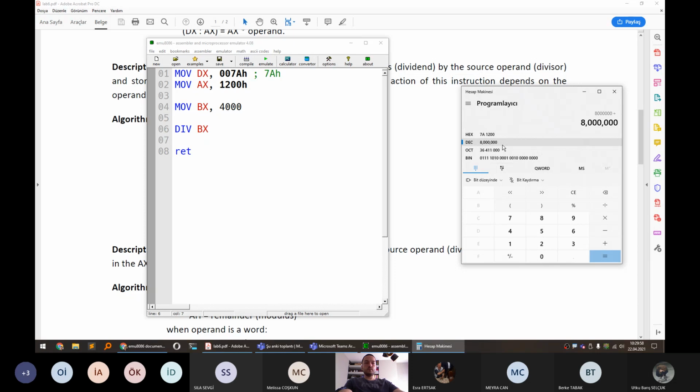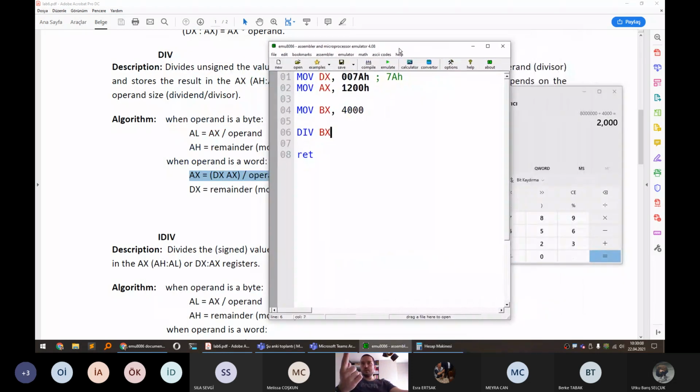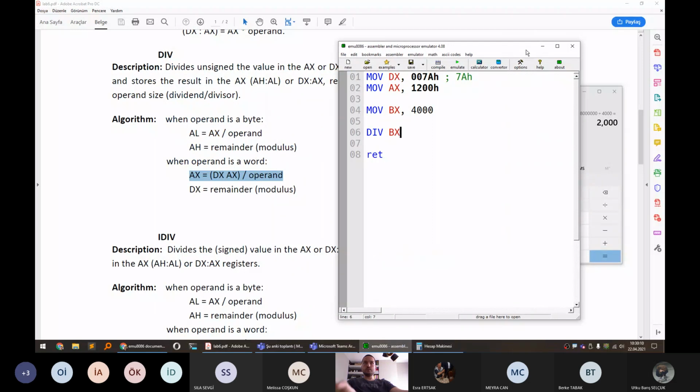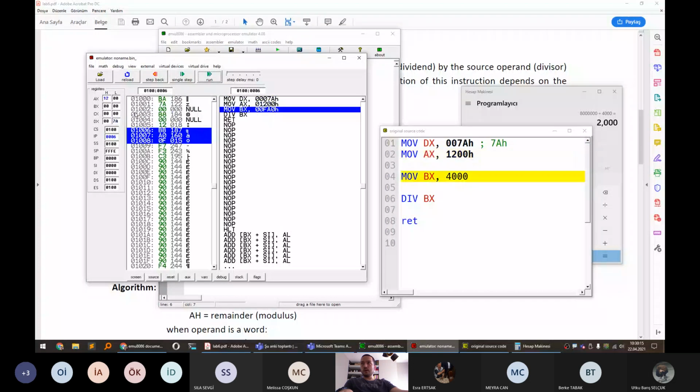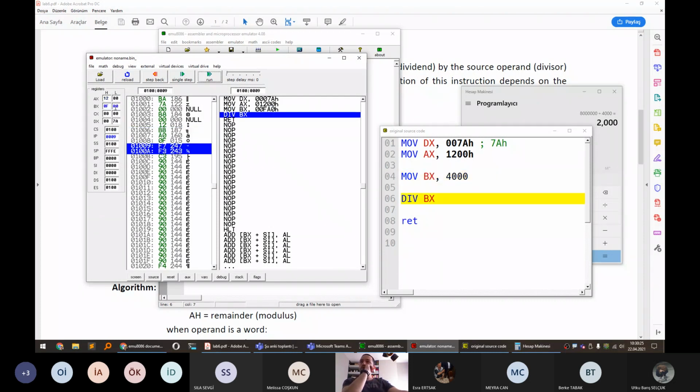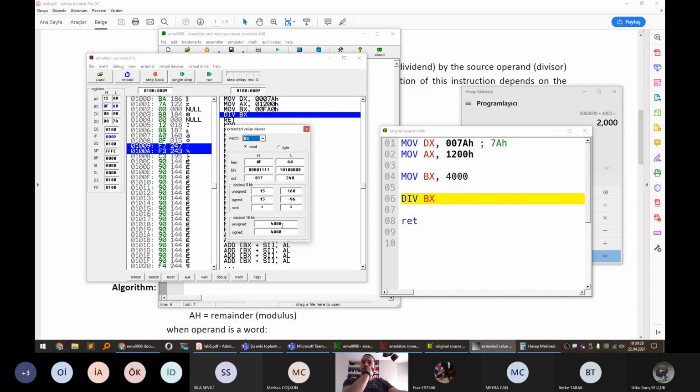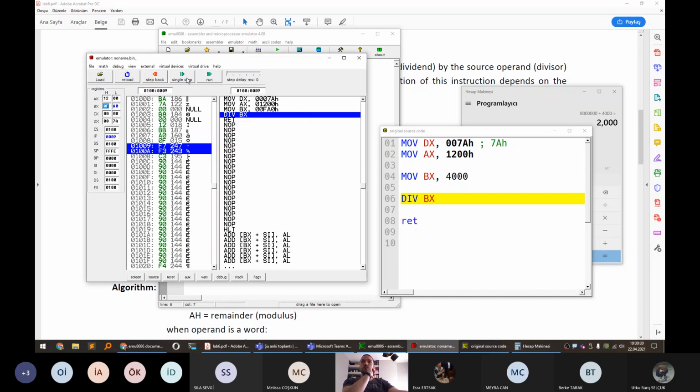Let's make again 4000. The result is 7D0. There's no remainder, so DX should be 0 after this operation. Let's go over and look at it. Okay, DX is 7A, AX is 1200h, BX is 4000, which is FA0, 4000. Now make this division operation.